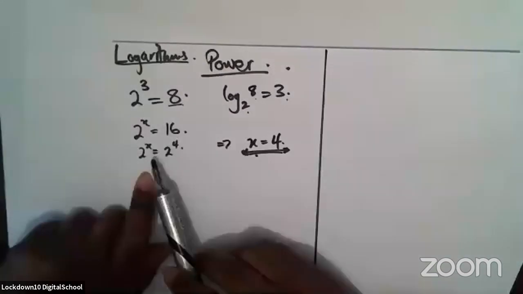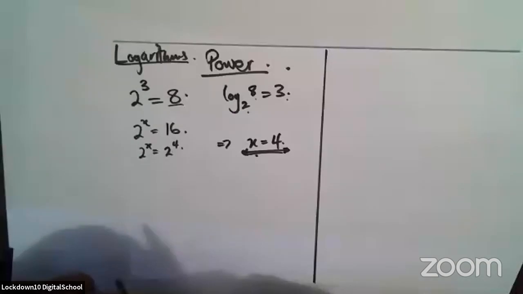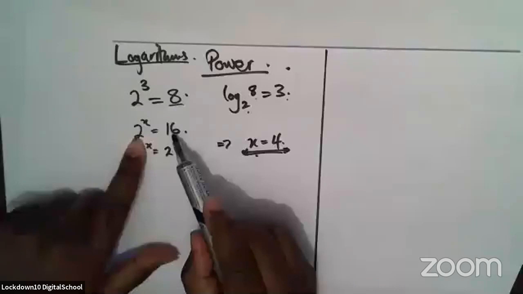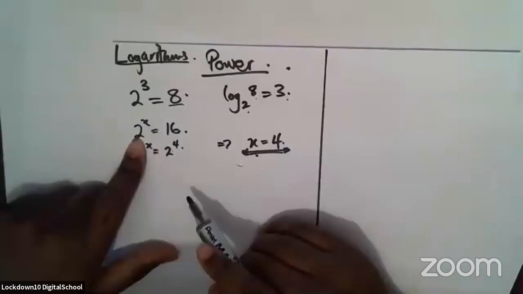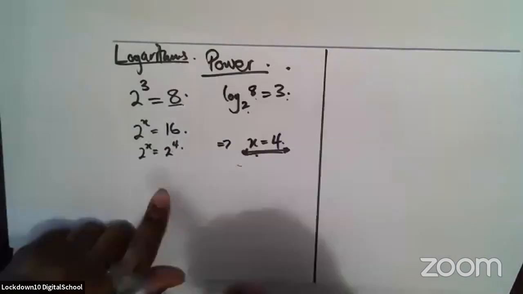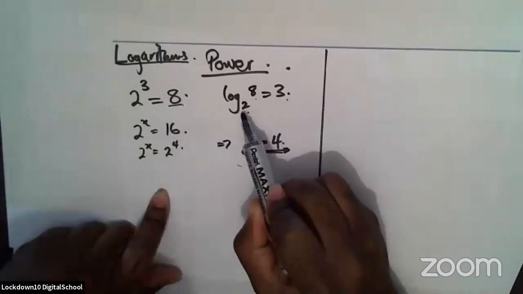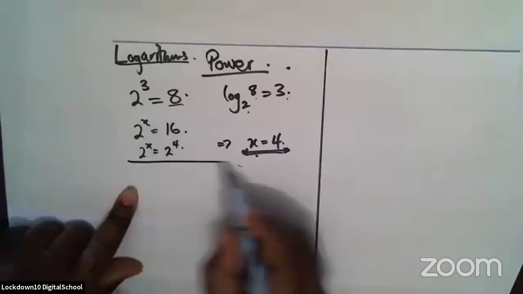But it's not in all cases that we can convert to exact bases and get the power as an integer. So we can ask ourselves, what is the power of 2 that gives me 16? That's where logarithms come in. This was just an introduction to show you what logarithms are. For those who didn't know, logarithms are powers. What is the power of 2 that gives me an 8? It is 3, right?